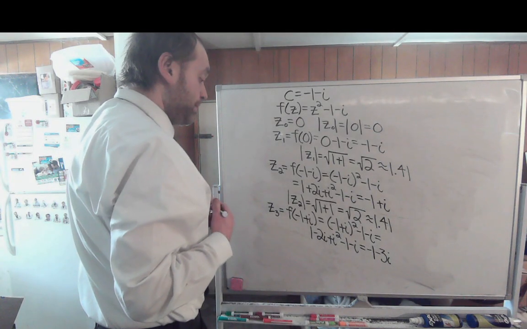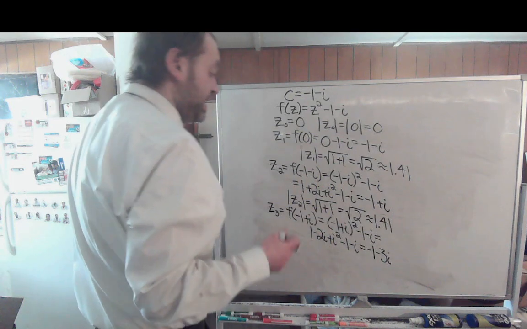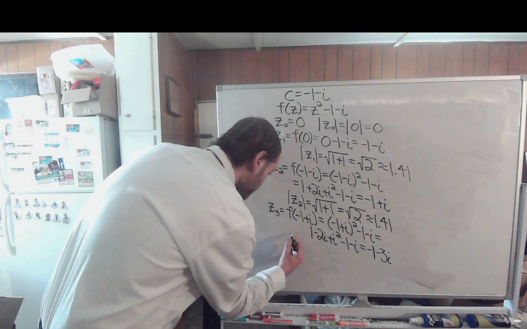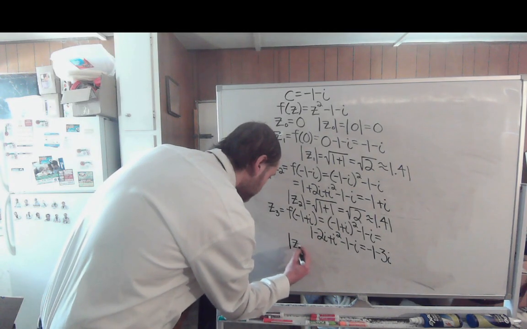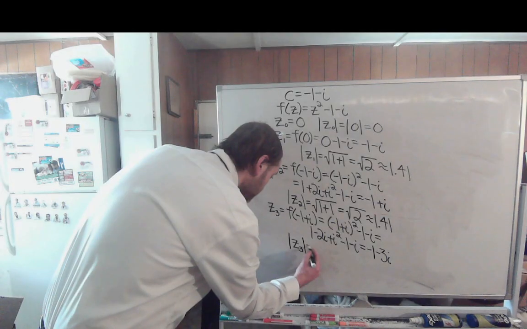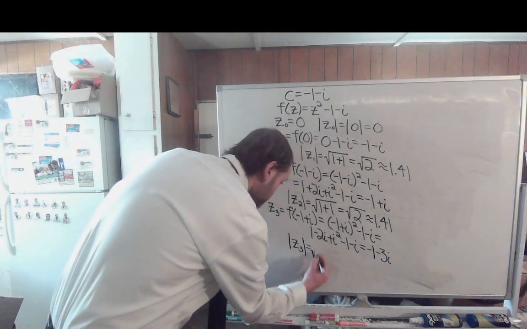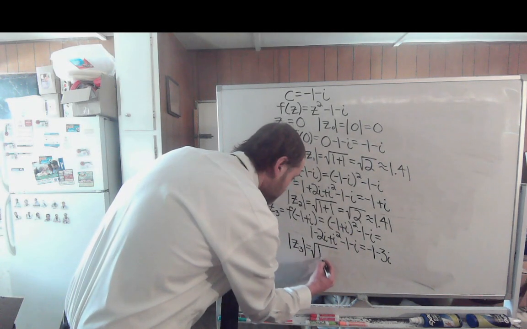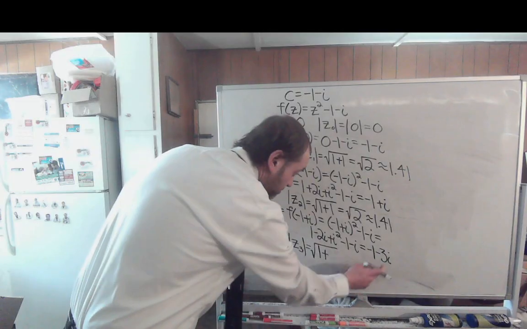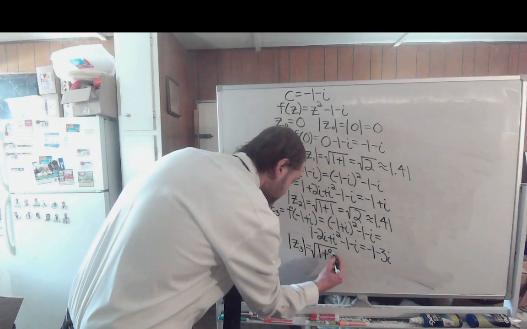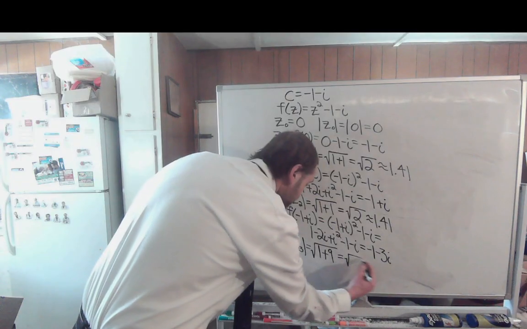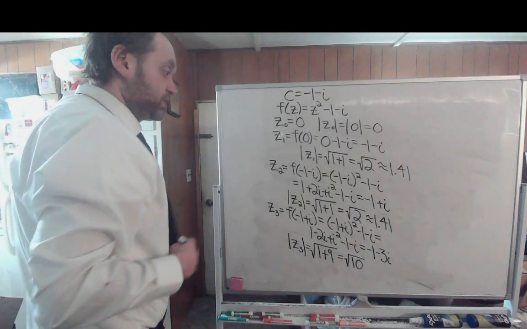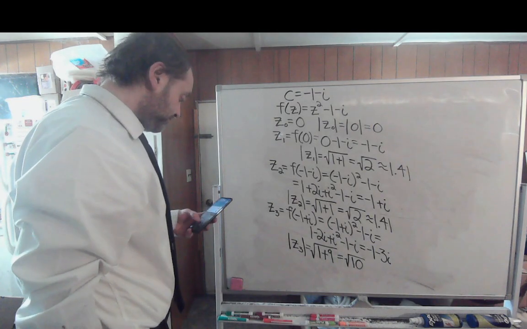Alright, so let's find the absolute value of z sub 3. That's going to equal, of course, the square root of your a squared, which is negative 1 squared is 1, plus your b squared, negative 3 squared is 9. That would equal the square root of 10. Let's find about what the square root of 10 is.